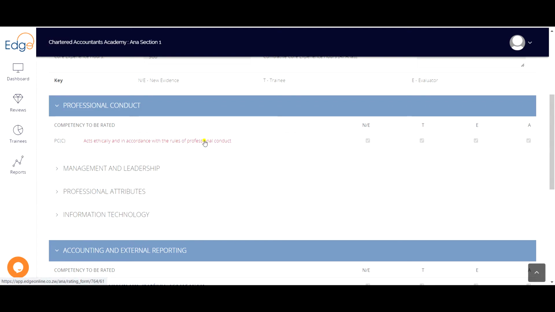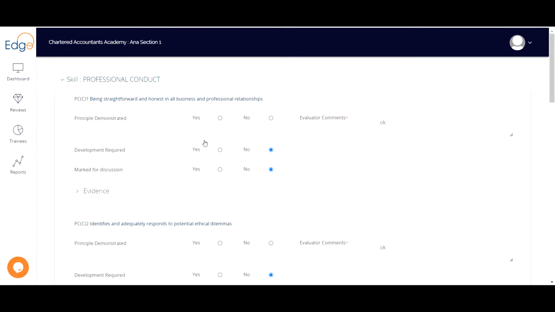Right, so for demonstration, let's pick PC1, professional conduct. This is the only competency where there is no rating. You do not rate on a scale of 0, 1 to 4, unlike other competencies. Also, this is the only competency where trainees are signed off at ANA 6. That is to say, you cannot sign off a trainee on professional conduct before they reach ANA 6. There's principle demonstrated, development plan required, marked for discussion, and the comments text box.